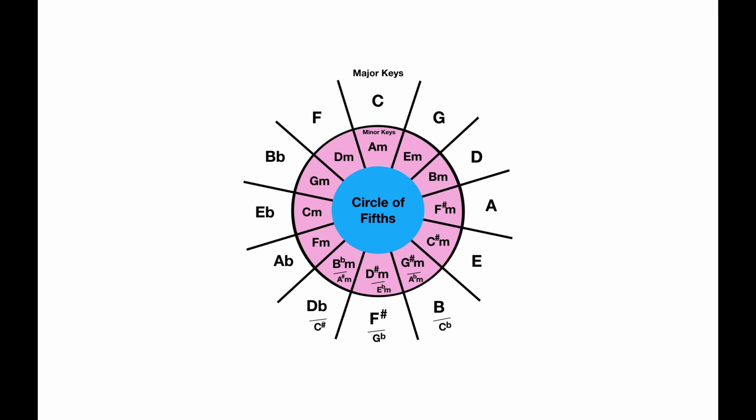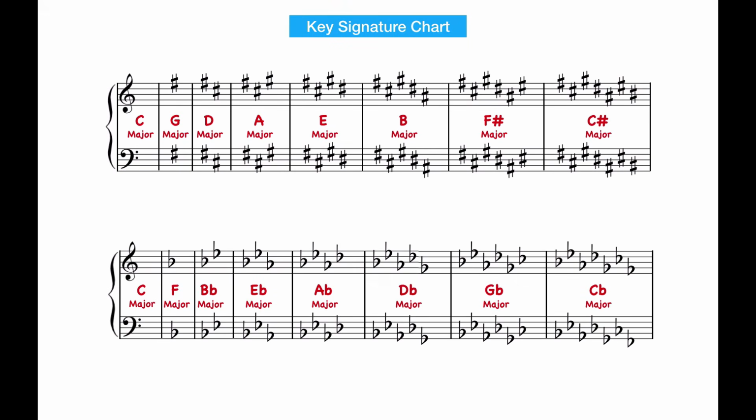So that's why it's called the circle of fifths, and to start with, I'm going to show you how it can help us learn all of our key signatures. So if we go back to our chart, which shows us how many sharps and flats are in every key signature, we'll start off with sharps and then we'll move to the flats.